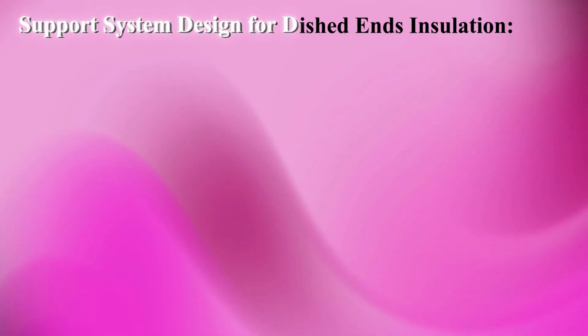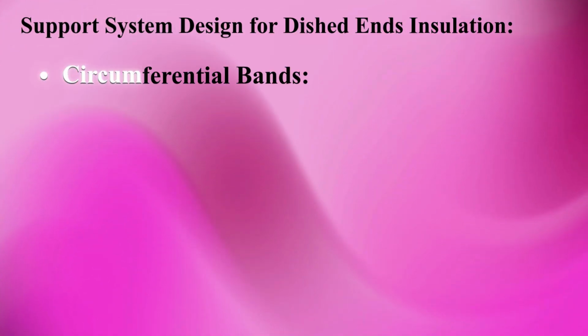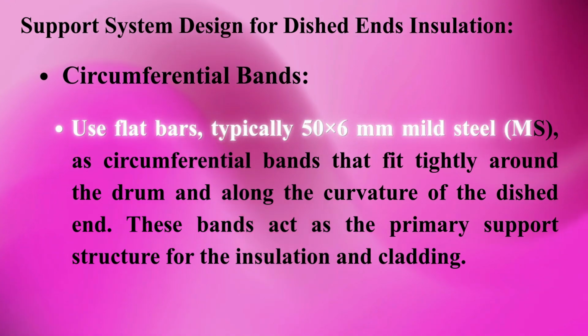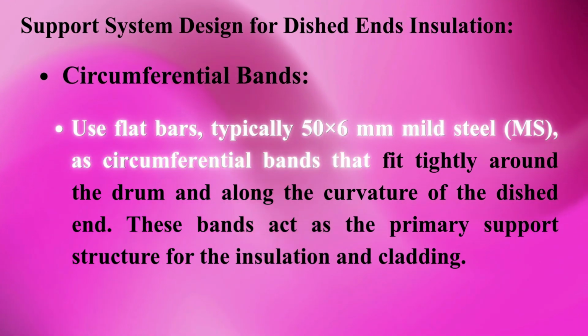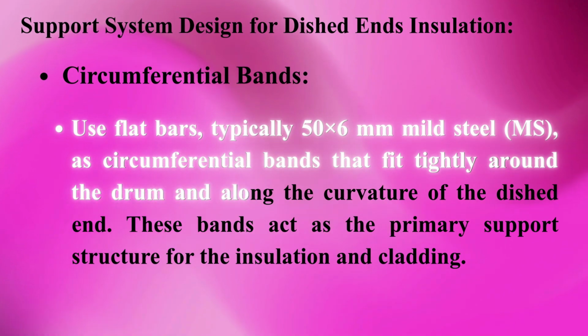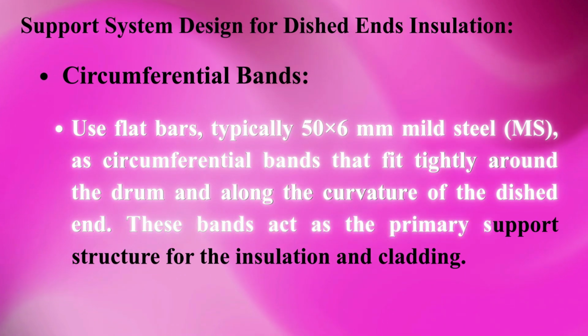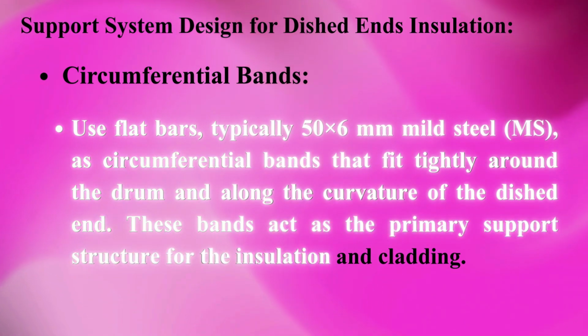Support system design for dished ends insulation. Circumferential bands. Use flat bars, typically 50 x 6 mm mild steel, MS, as circumferential bands that fit tightly around the drum and along the curvature of the dished end. These bands act as the primary support structure for the insulation and cladding.